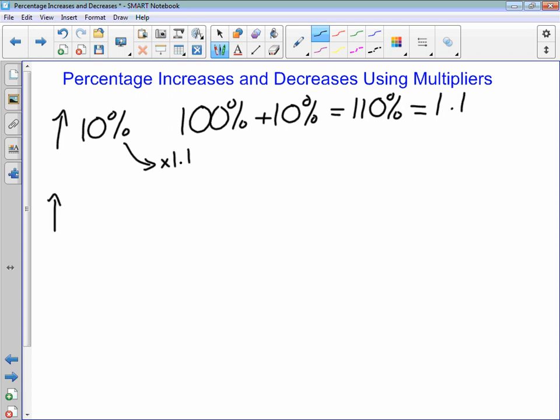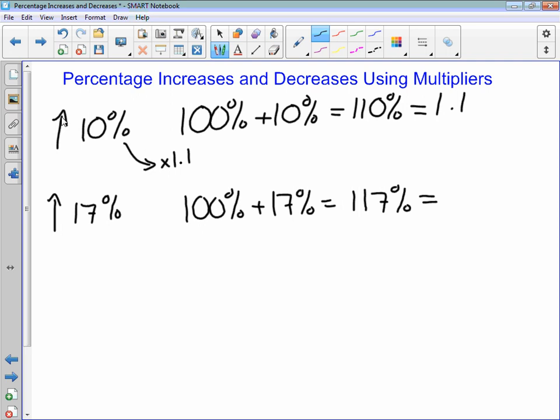If I want to increase something by 17%, I take my 100% and I add 17% to it, which gives me 117% in total. Changing this to a decimal gives me 1.17. So in order to increase by 17%, I would need to multiply by 1.17. So for a percentage increase, I add on the amount I'm increasing by, change that to a decimal, and then multiply by that number. For an increase, it will always be a number above 1.